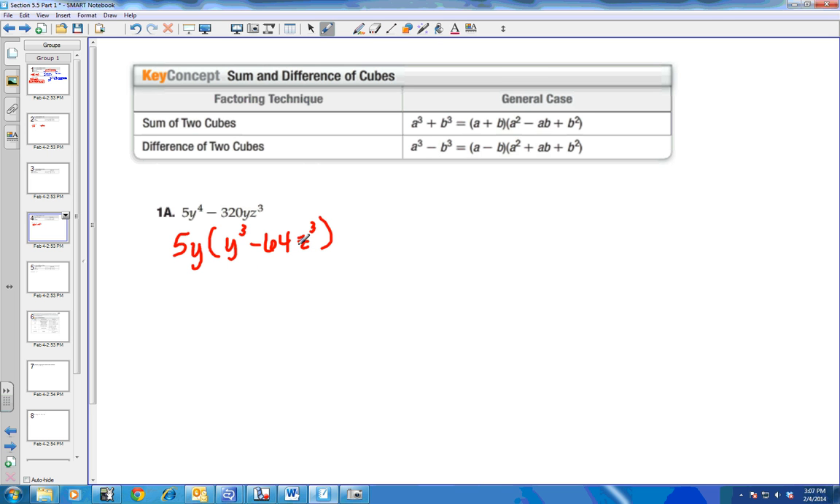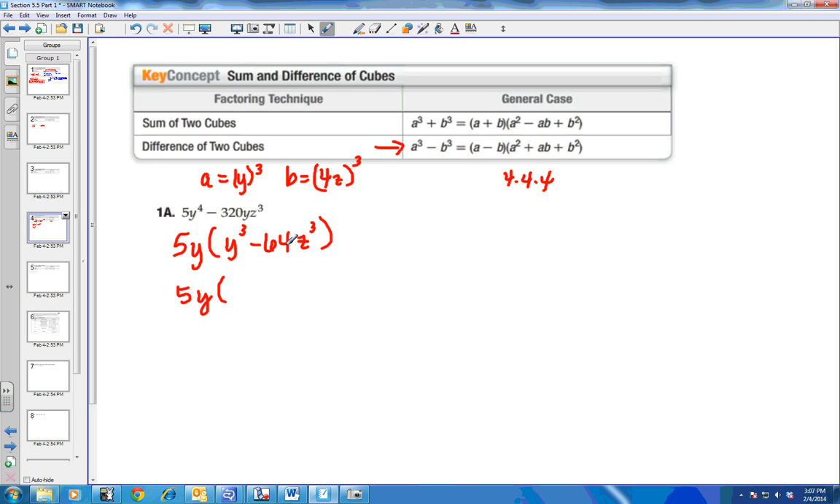So I have to check and see, is this the difference of two cubes? Well, if it is, I'm going to write down my a and b. So that would be y cubed. My b, is there a number times itself 3 times that'll give me 64? Well, it's 4 times 4 times 4. 4 times 4 is 16. 16 times 4 is 64. So this would be 4z being cubed. So I have 5y, and now I'm going to take this a and this b and plug it into this formula.